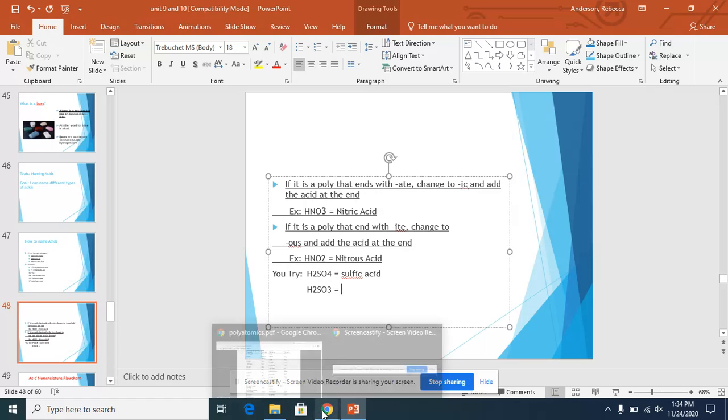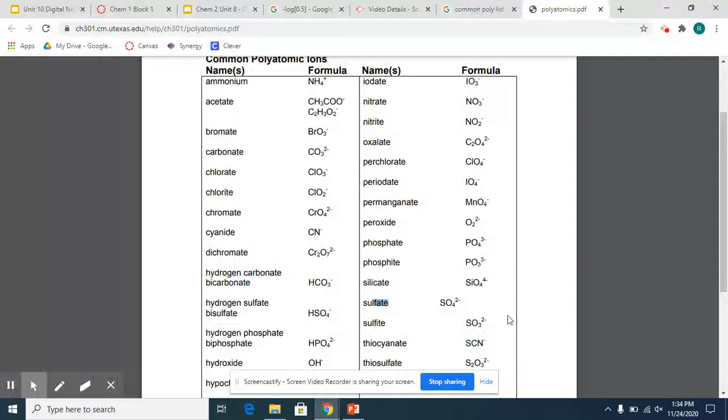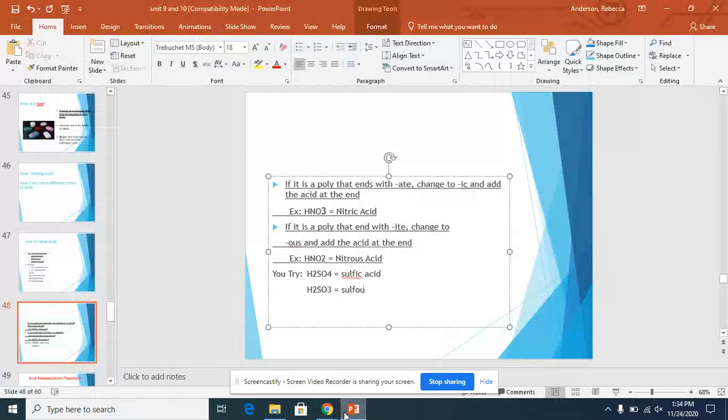Okay, SO3. So let's find that on the list. SO3 is sulfite. So since it's ite, we change it to ous. So it'll be sulfurous acid.